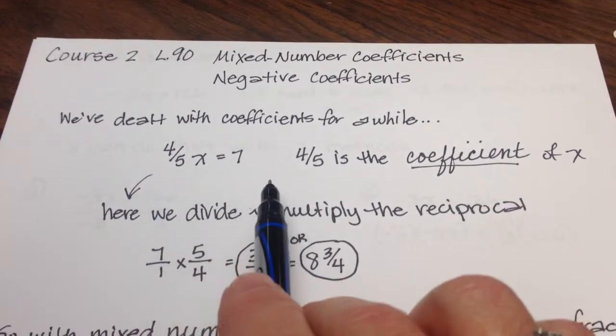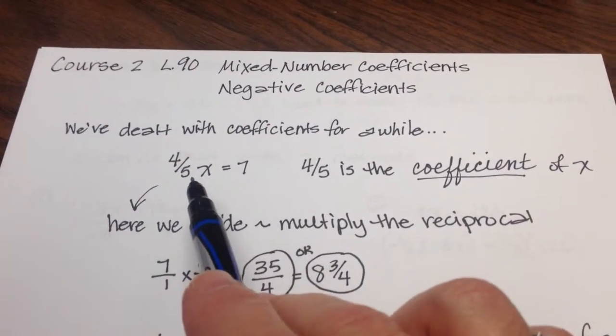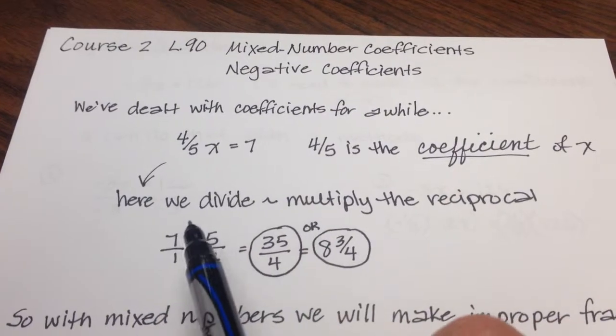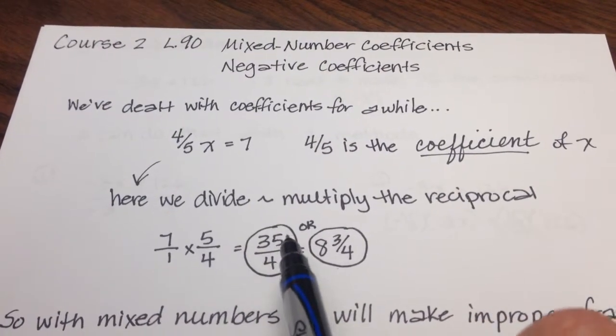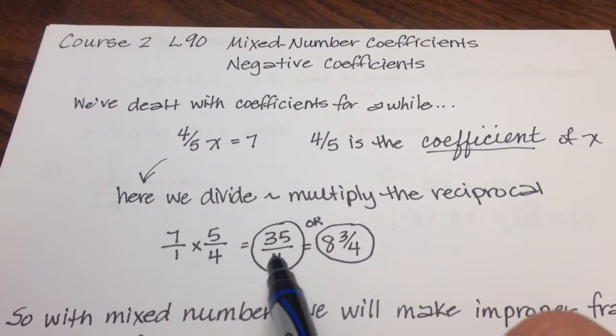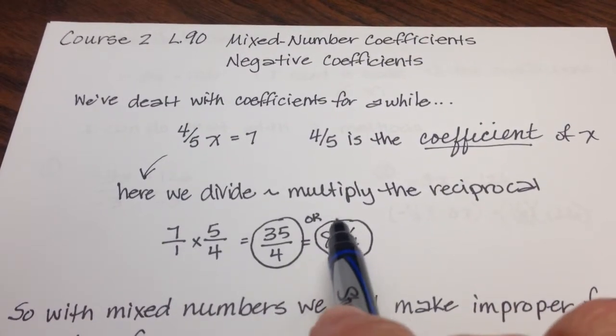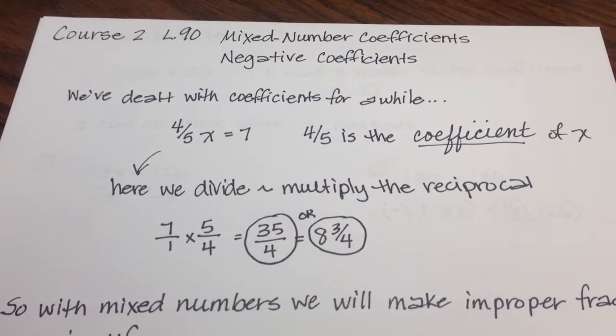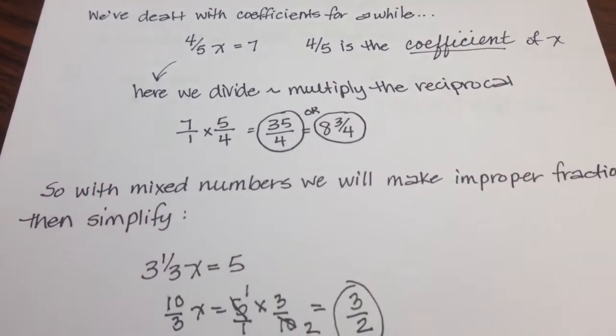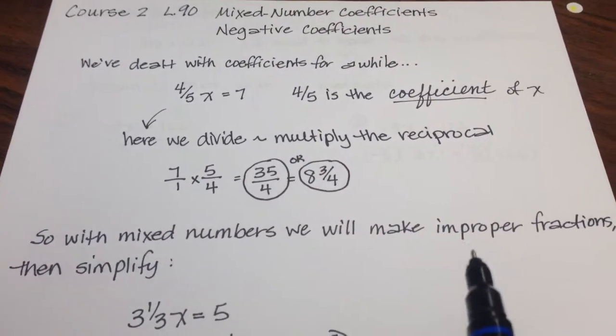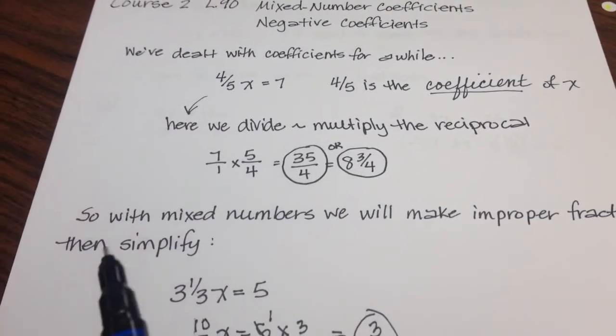So here we just have to divide, right? But actually when we're dividing with a fraction, we're multiplying. So we say 7 over 1 times 5 over 4 equals 35 over 4. I would accept that, or I would accept making it back into a mixed number, 8 3/4. Okay? It's not difficult, guys. Really, it's not. With mixed numbers, we will make improper fractions and then simplify.